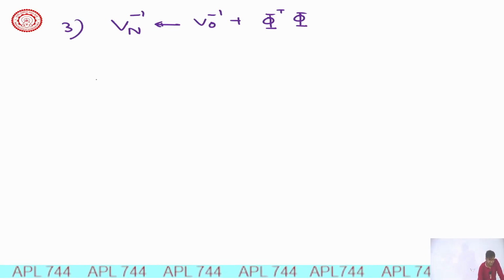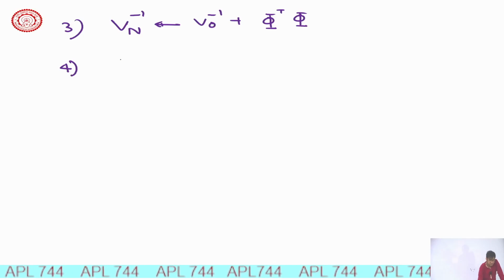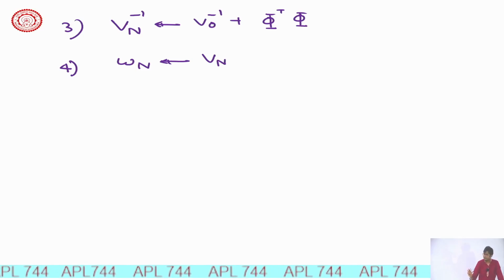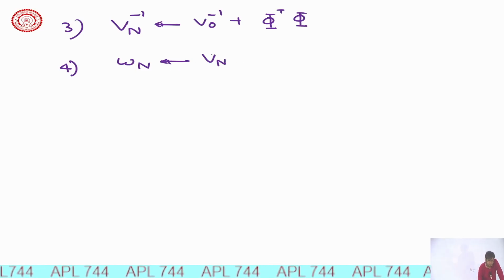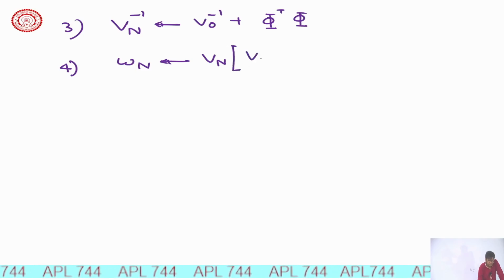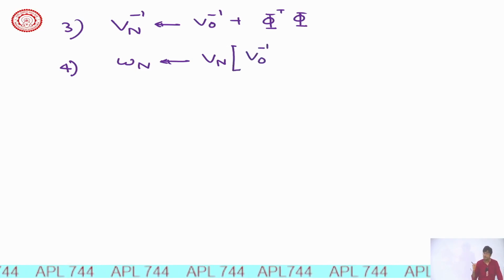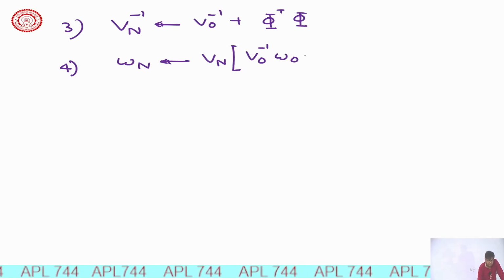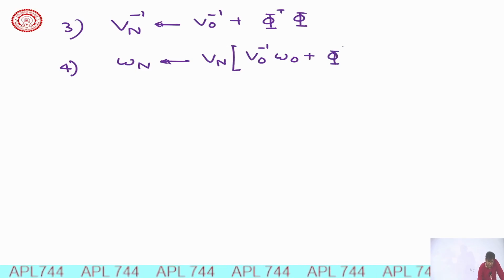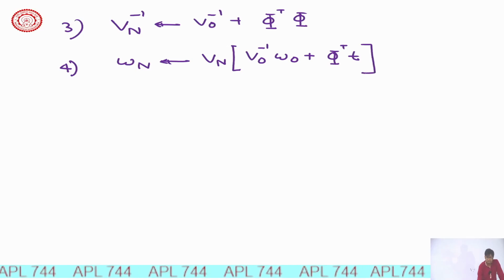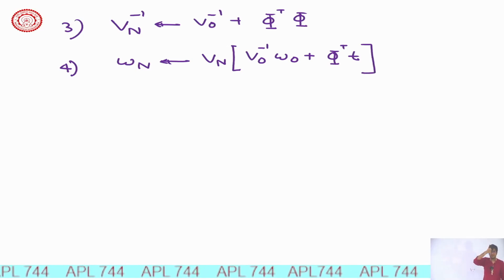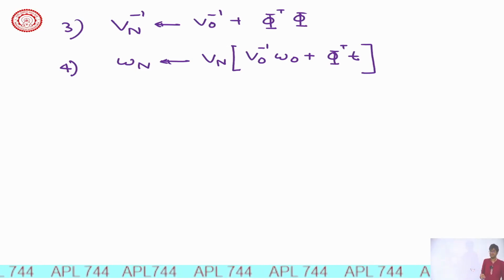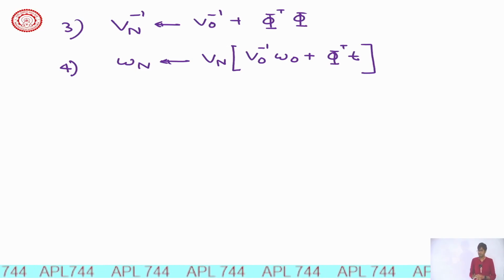That's trivial. Fourth is Wn, and that will be equal to Vn, which you just calculated, multiplied by V naught inverse, which is known to you, that is the input, the prior parameter, W naught, plus phi transpose, which you have already calculated, T. T is already known to you because those are the Ti's written in vector form. So T is nothing but T1, T2 up to Tn, known to you in vector form.